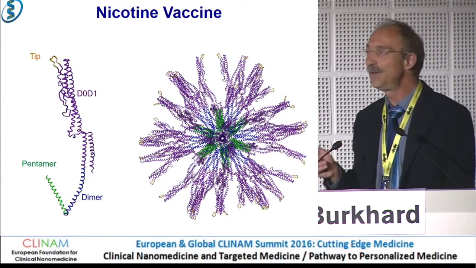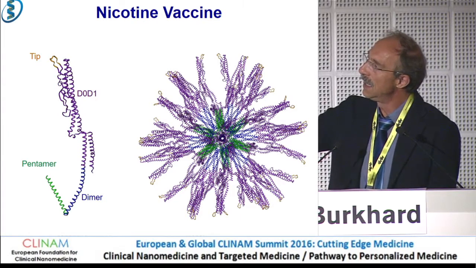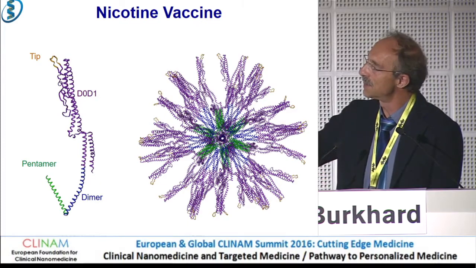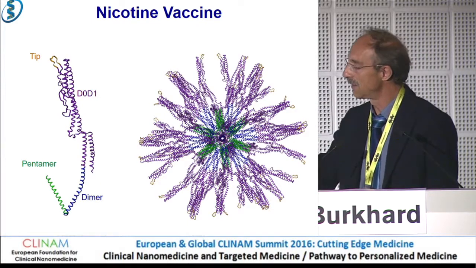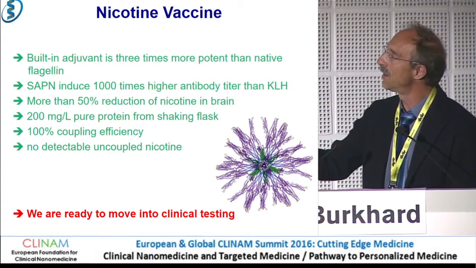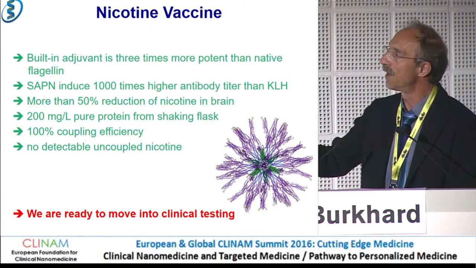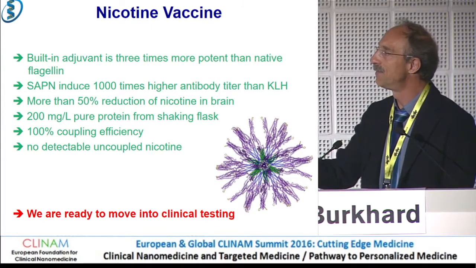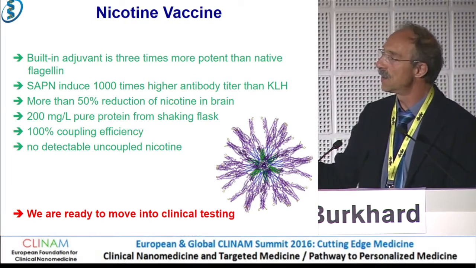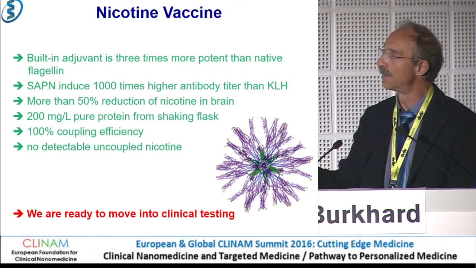For a nicotine vaccine, we actually take a nanoparticle that is 100% flagellin only. Here at the tip, we can couple nicotine, and then if it assembles, the nicotine molecule will be displayed at the surface of the particle. And also for this, we have very good immunogenicity. We have 1,000 times stronger immune response than with KLH. It is very well stable. It can be easily produced in large scale. So we are ready to move into clinical trials with this prototype as well.